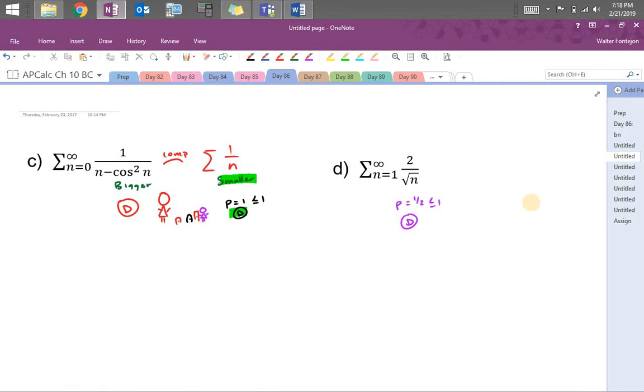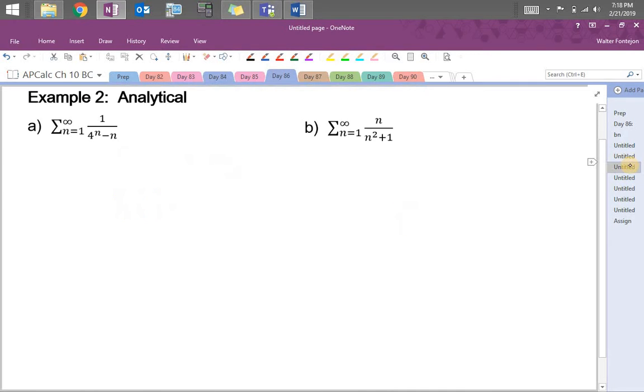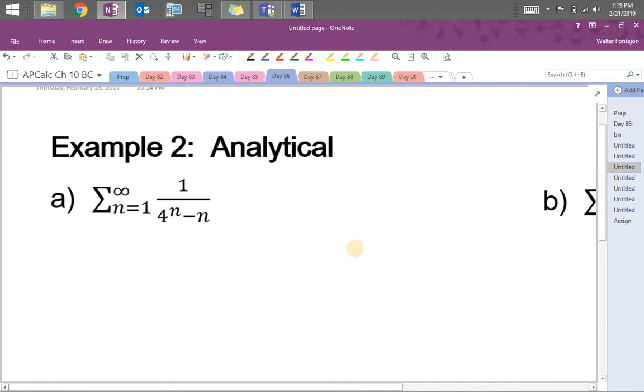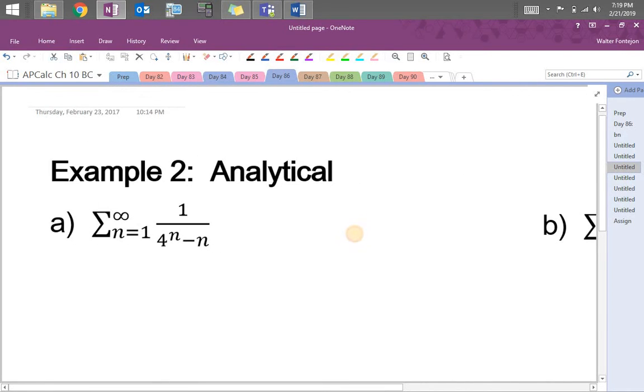So this is what we went over last year. Hopefully this is a nice reminder of how you deal with this. Let's go into some new stuff with the limit comparison test. We're going to start with this first. Now here's the thing about the limit comparison test.